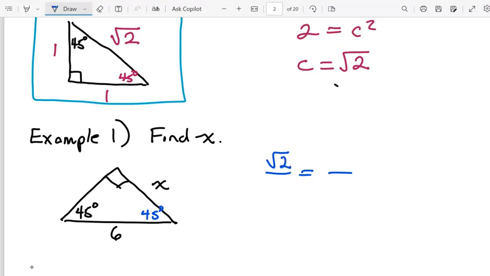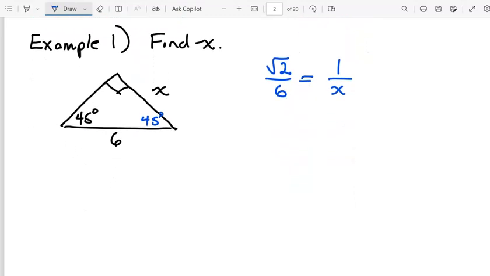In the triangle below, we have 6 as the hypotenuse. In the triangle above, a side opposite a 45-degree angle is equal to 1. In the triangle below, a side opposite the 45-degree angle is x. All right, let's take this proportion now and solve it to find x in this triangle.